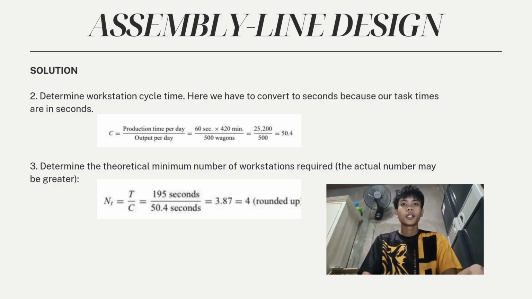Number 2. Theoretical minimum workstation. To find the minimum number of workstations needed, divide the total task time, T equals 195 seconds, by the cycle time, C equals 50.4 seconds. The calculation is N equals T over C, equals 195 over 50.4, approximately 3.87, and we round it up to 4.